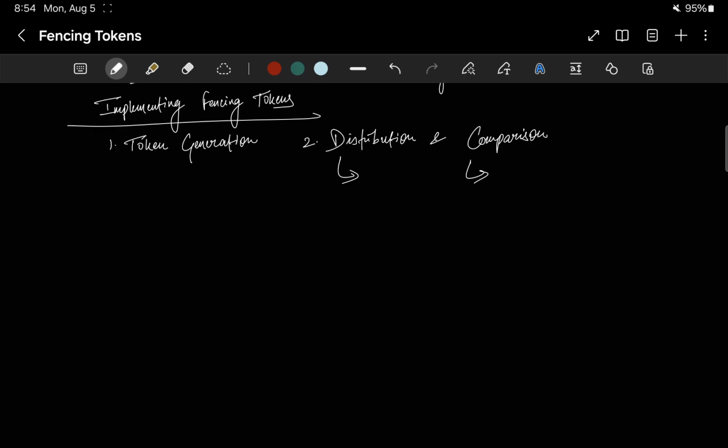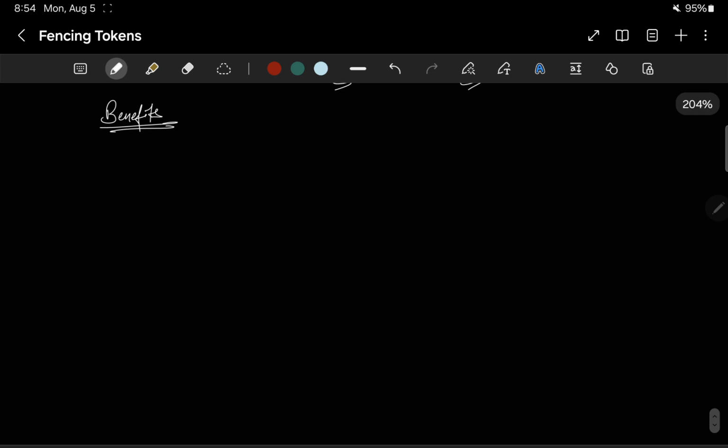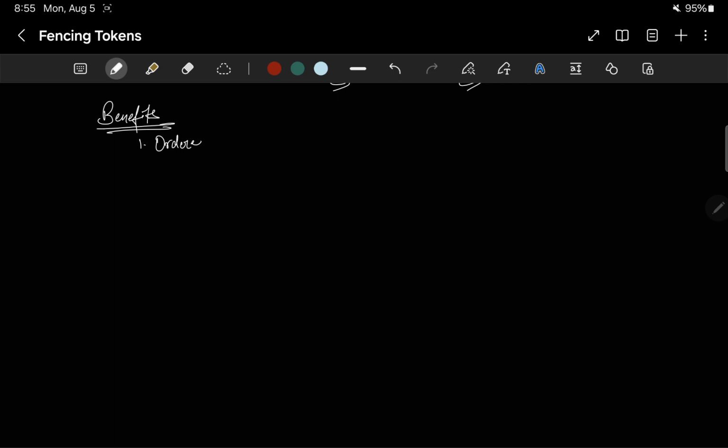Great. Now let's talk about the benefits of fencing tokens. We have already talked about why we need fencing tokens, but let's talk about it more in the benefits section. First one, we have talked about it a lot now, ordered execution. Fencing tokens significantly contribute to maintaining data consistency by enforcing an ordered execution of operations. The ordered sequence ensures that updates are applied in a coordinated and consistent manner across distributed nodes.